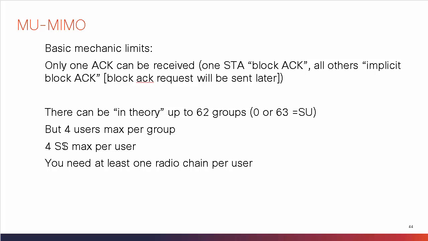And also on the grouping side, the matrix can be fairly complex, and the protocol allows for the creation of up to 62 useful groups of stations, but each group cannot have more than 4 users. So if you use 802.11ac MU-MIMO, there is never more than 4 devices in each individual group. So you cannot send to more than 4 stations at a time, basically. Then you can have many groups, but each transmission is only for 4 stations max.